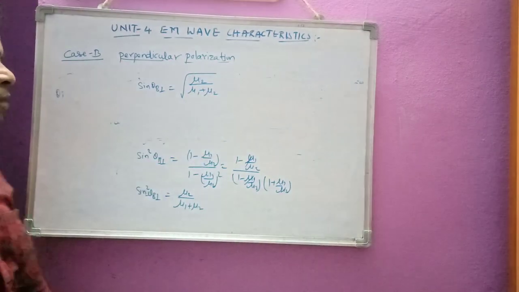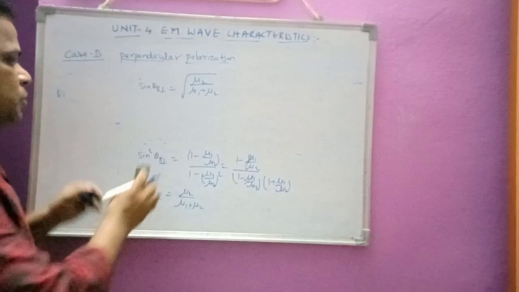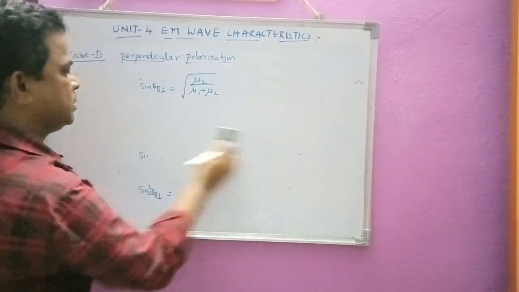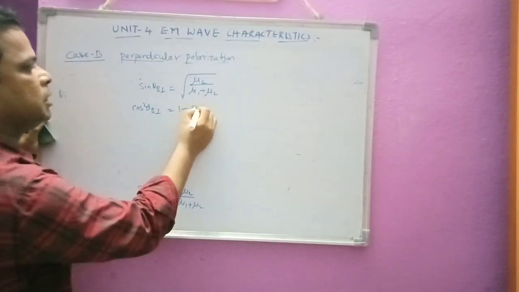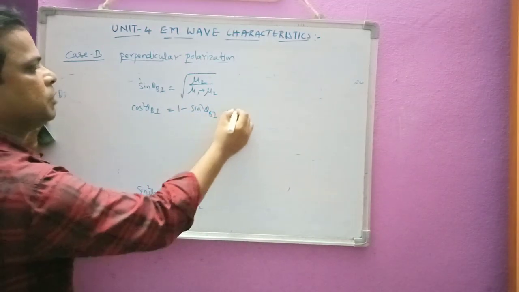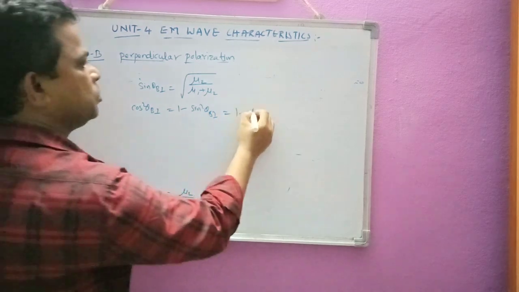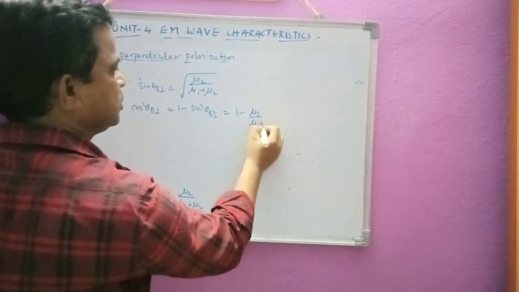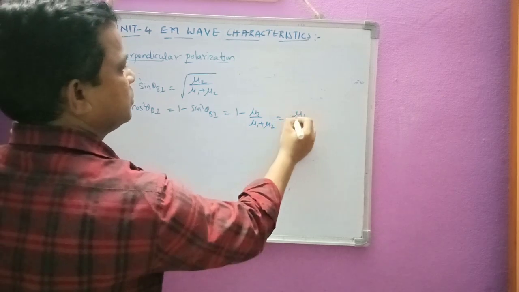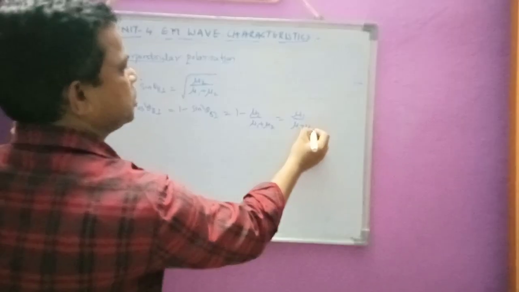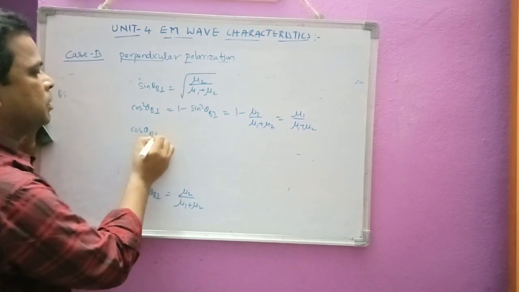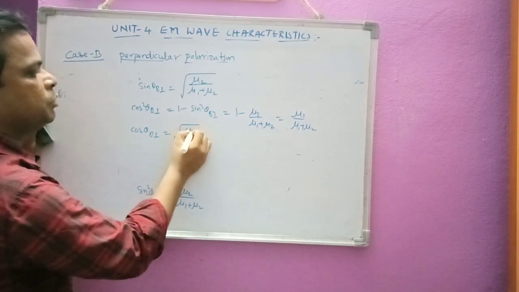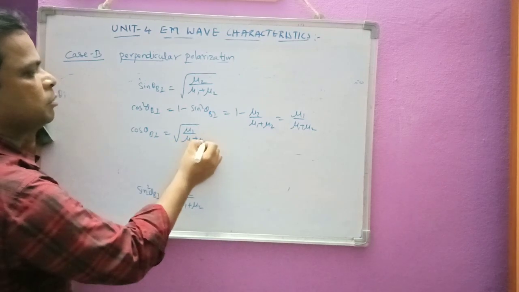From this sine square theta b perpendicular I can get cos square theta b perpendicular. That is 1 minus sine square theta b perpendicular, that is 1 minus mu 2 by mu 1 plus mu 2, which I get as mu 1 by mu 1 plus mu 2. Now I can write cos theta b perpendicular as the square root of mu 1 by mu 1 plus mu 2.